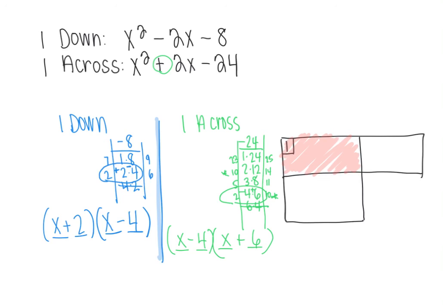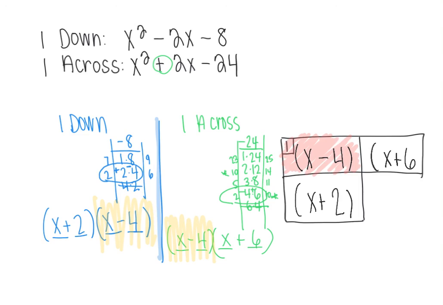Notice how this is what I'm looking for and this is what I wanted to happen. I wanted to have a common factor. That common factor is what I am placing here. And then one down was where my x plus 2 went. And then my one across was where my x plus 6 went. So that was how I knew what to place where. All right, so that is going to help you with the crossword puzzle.